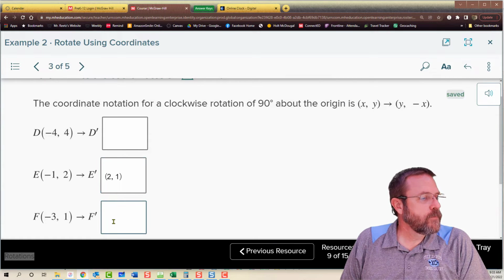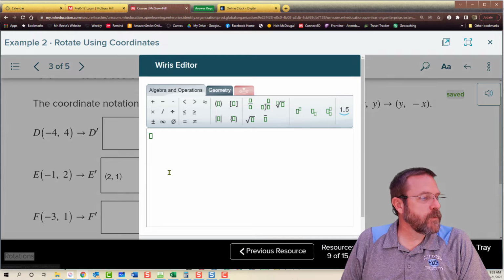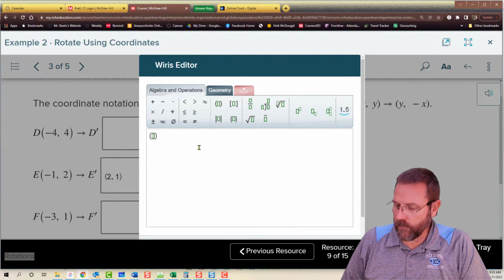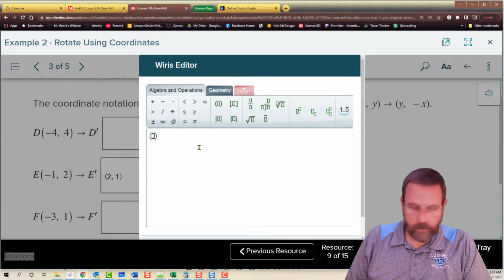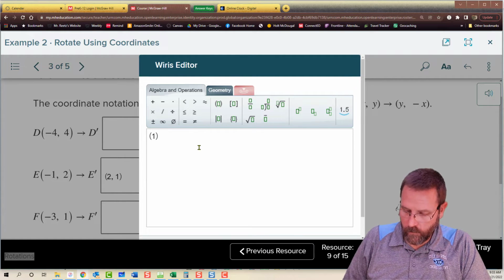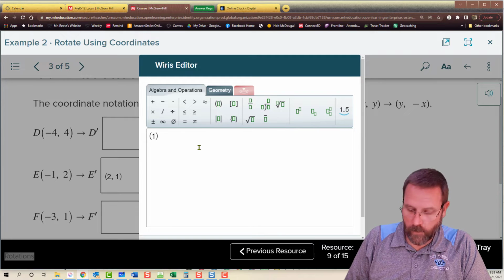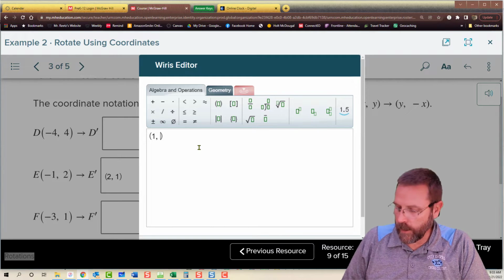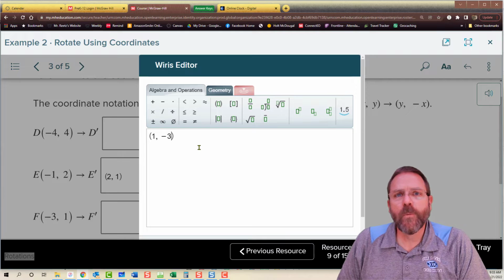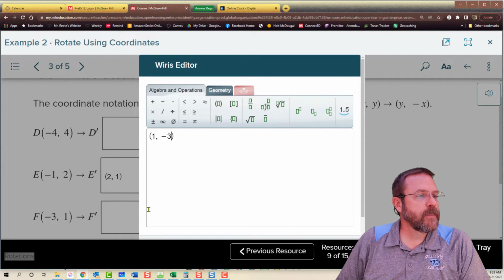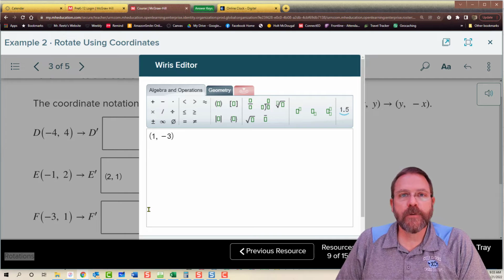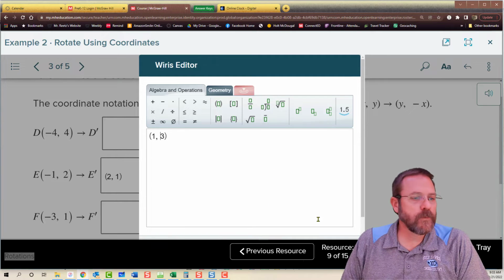And then for this one right here, my F term, once again, we're going to flip the order of them. It was -3, 1. Now it's going to become 1, -3. But once again, the number that was your x value becomes its opposite. The opposite of a -1 is going to be a +1.